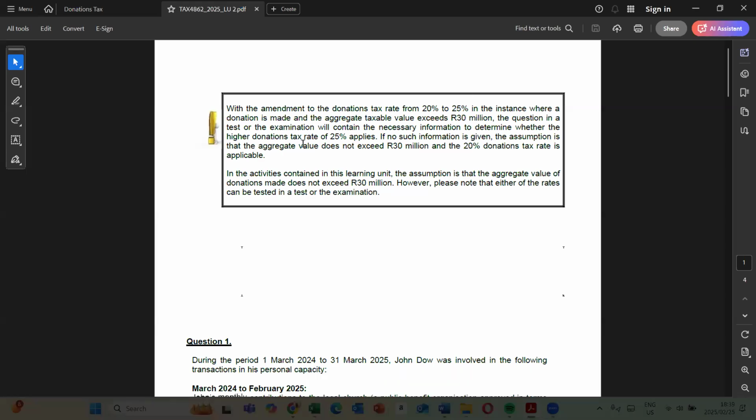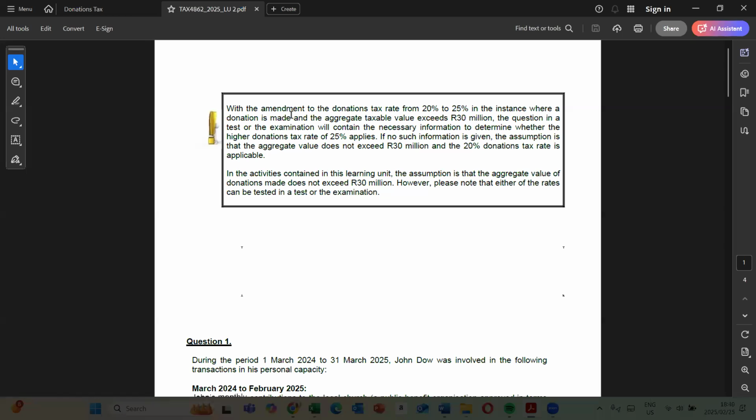Right, with regards to donations tax, I want to see some examples and how to go about it. Remember, we mentioned that donations tax is taxed at 20% for an aggregate value of assets which is less than 30 million. When the assets exceed 30 million, they're taxed at 25%.